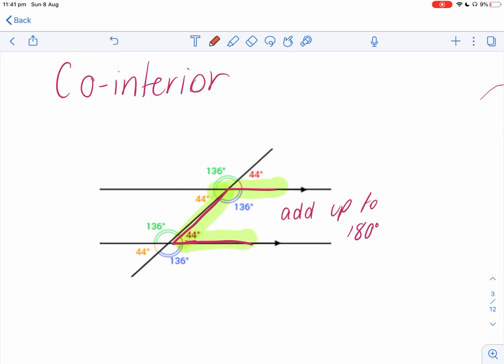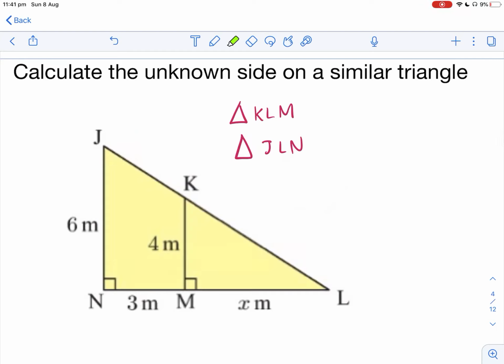So you'll be given a question that looks like this. Calculate the unknown side on a similar triangle. We've got 2 triangles here. We've got triangle KLM, and then we've also got triangle JLM. So you've got a smaller triangle inside a larger one. The first thing you have to do is prove that they're similar triangles. So I would say something about this angle here because it's a shared angle.